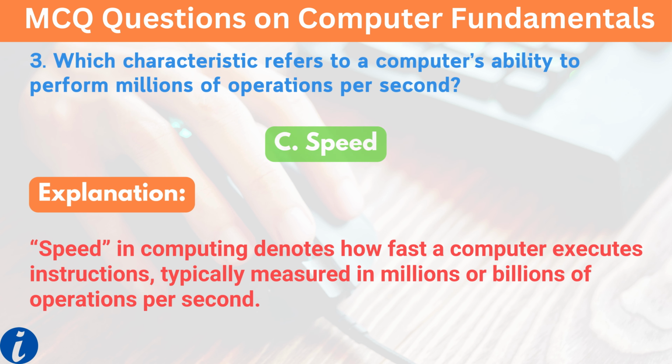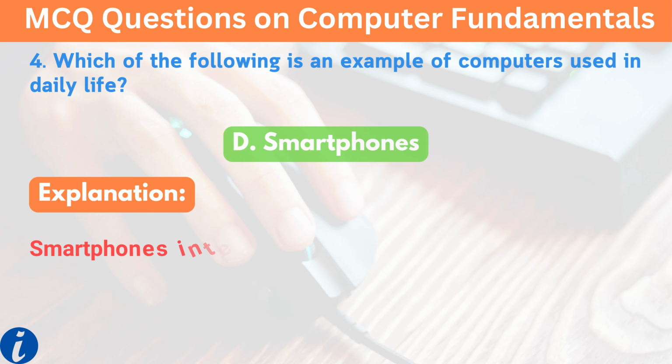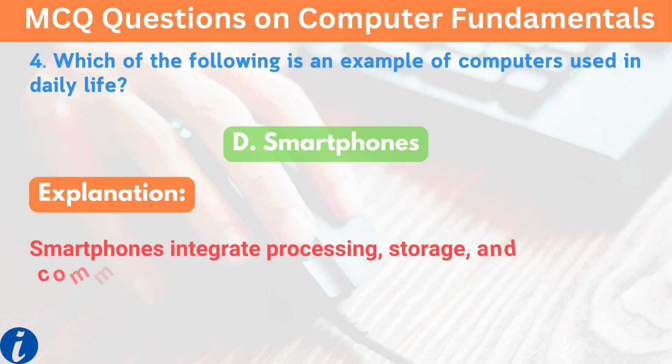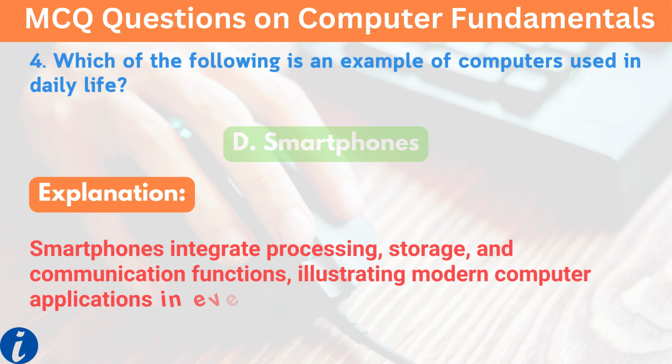4. Which of the following is an example of computers used in daily life? A. Wind-up mechanical clocks. B. Abacuses. C. Typewriters. D. Smartphones. The correct answer is D. Smartphones. Explanation: Smartphones integrate processing, storage, and communication functions, illustrating modern computer applications in everyday tasks.